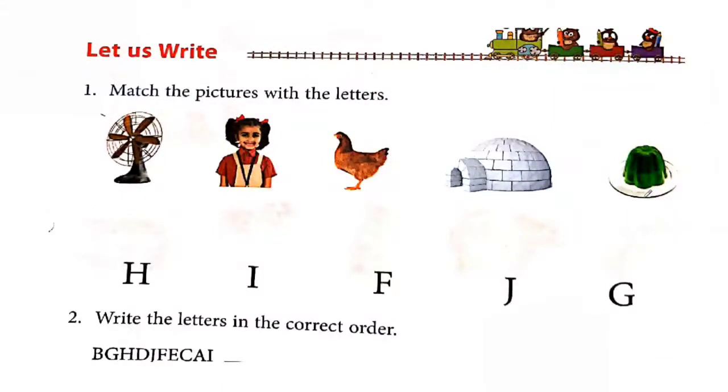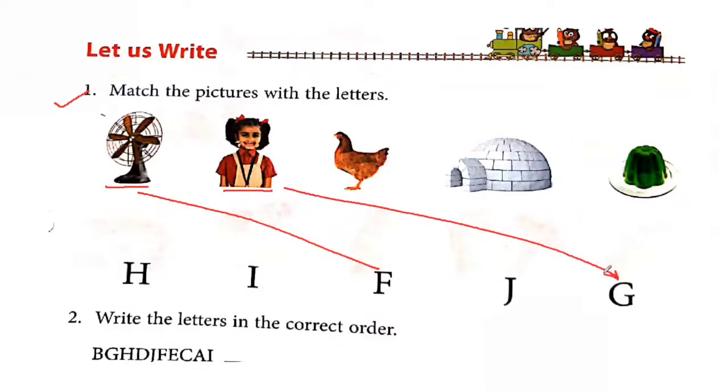Now we have learned letters F, G, H, I and J. So match the pictures with the letters. What is this picture about? This is a fan. So fan starts with F. F-A-N, fan. Then this picture is of a girl. So girl starts with G. G-I-R-L, girl. What is this? This is a hen. Hen starts with H. So H-E-N, hen.